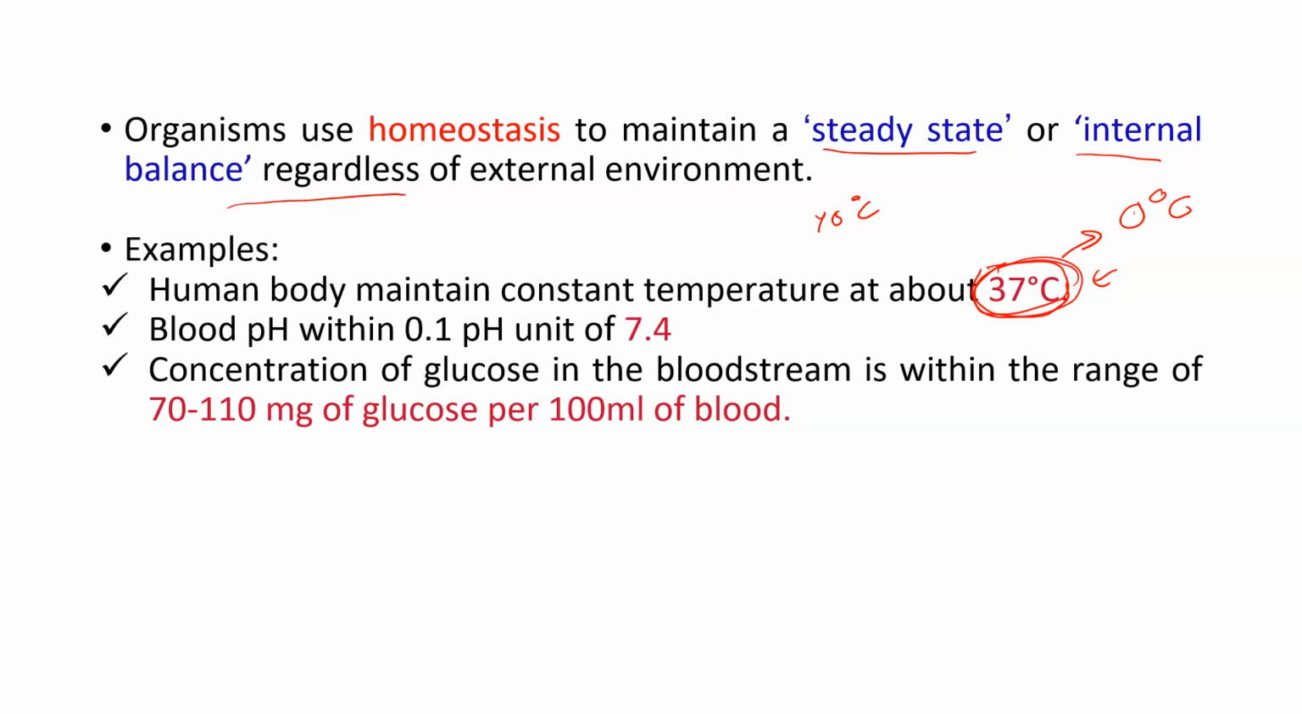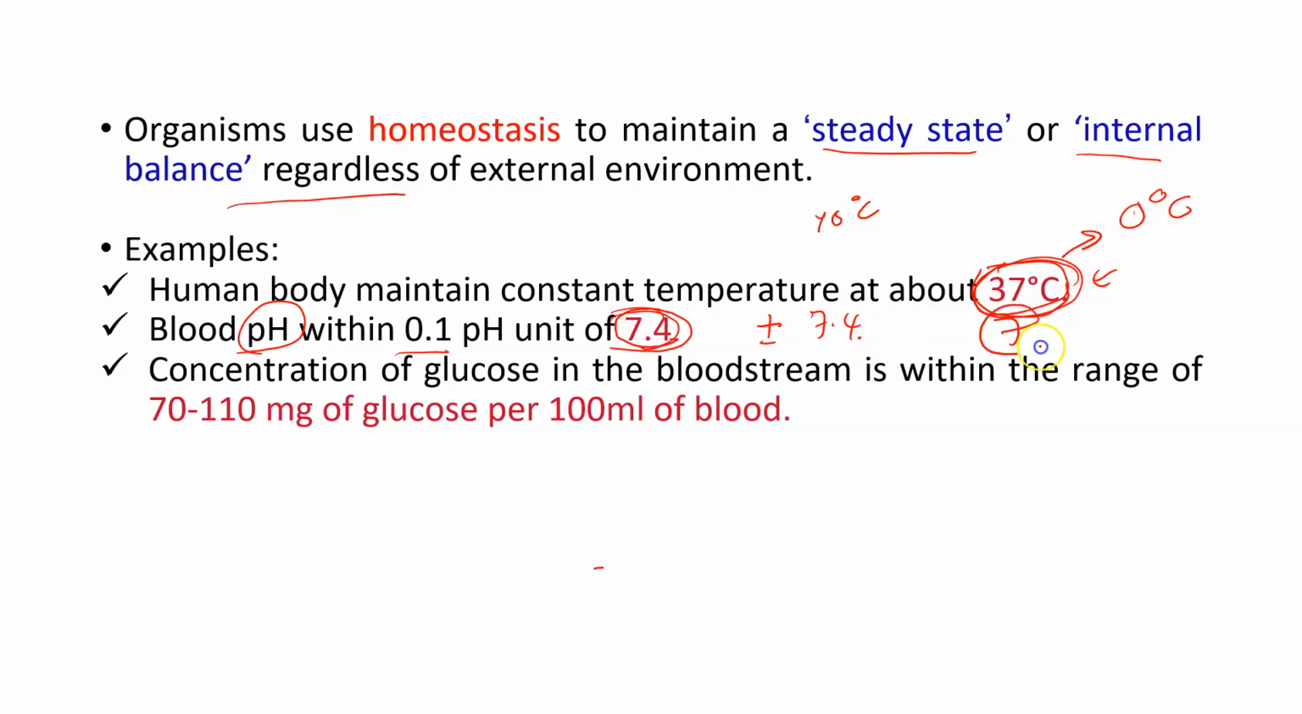So your body will sweat, right, to cool down the body. So that is an example of homeostasis. So blood pH, which it has to maintain at 7.4, kan, within the unit of 0.1 pH unit of 7.4. Maksudnya lebih kurang 7.4 macam itulah kan, plus minus 0.1.